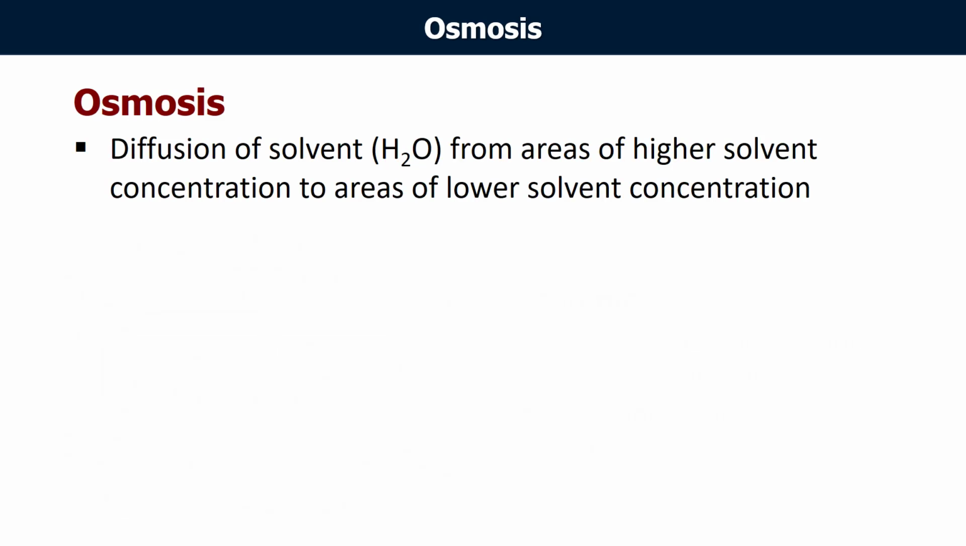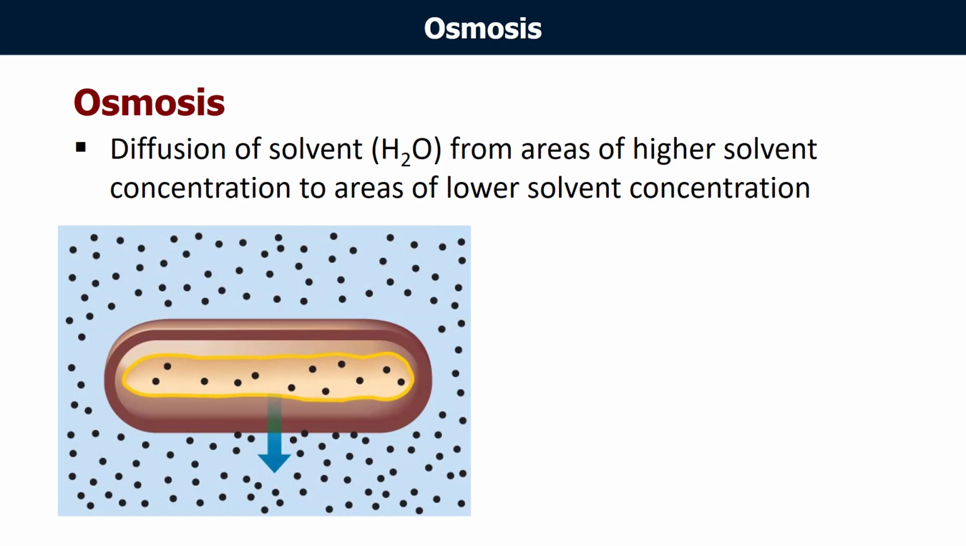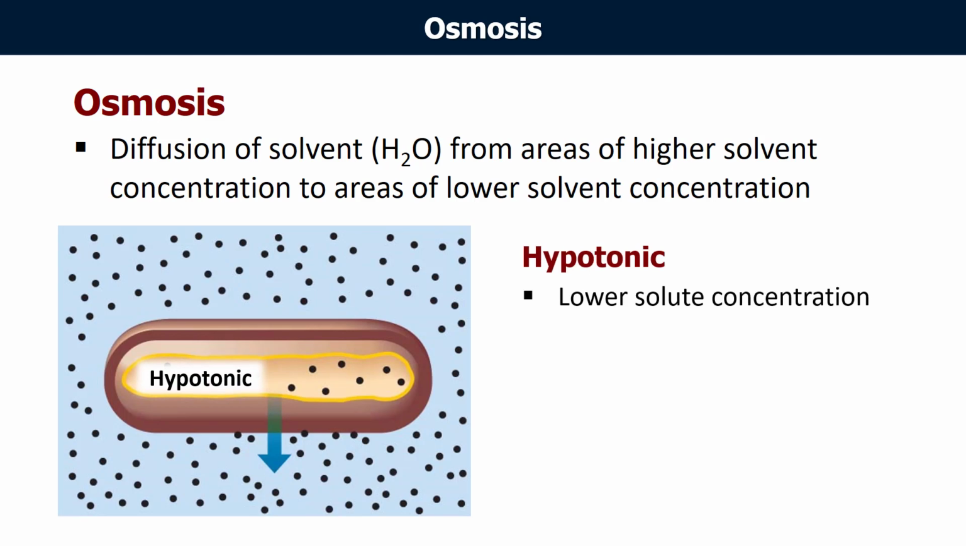Well, what about this scenario? What if the outside environment has a greater concentration of solute, black dots, and the inside of the cell has the lower concentration of black dots? Well, the inside of the cell would be described as hypotonic. Hypo means less than or beneath or below. So we're saying that the solute concentration, the black dots, is lower or less than or beneath in the cell.